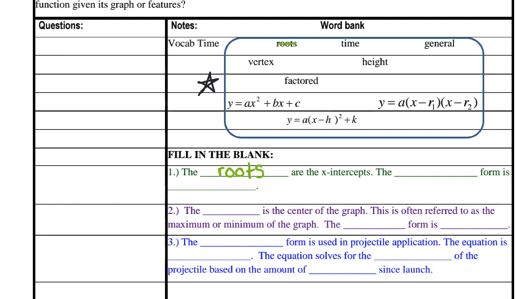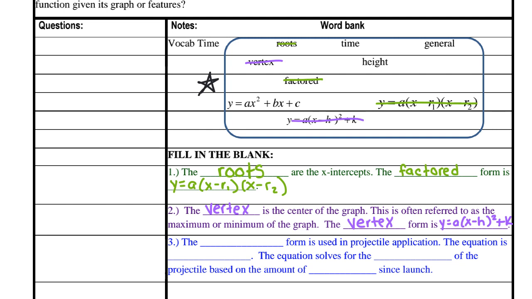The type of equation that uses roots is called the factored form, and that is y equals a times x minus r1 times x minus r2. The blank is the center of the graph. The vertex is the center of the graph. This is often referred to as the maximum or minimum of the graph. The vertex form is y equals a times x minus h squared plus k.